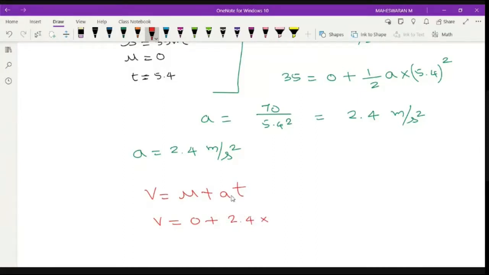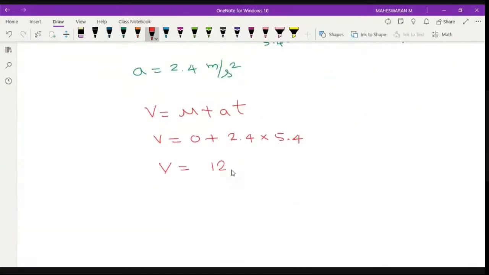But they are asking final velocity, right? So final velocity, I think this is the velocity for the 35 meter. Okay, so I have identified my values. So 5.4. What is the velocity you are getting? 12.96 meter per second. Okay, hope this will be the velocity till that 100 meter, right?